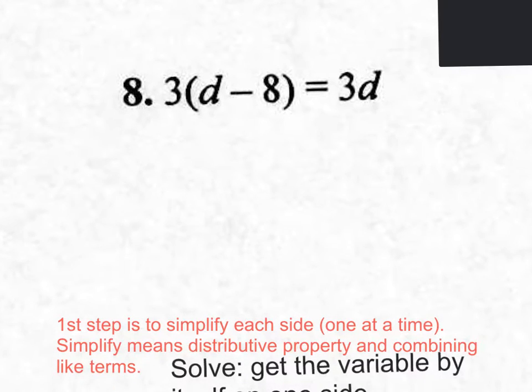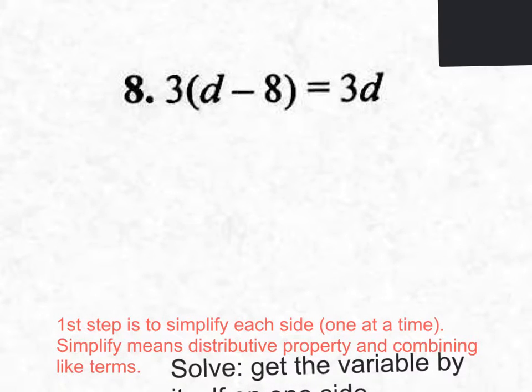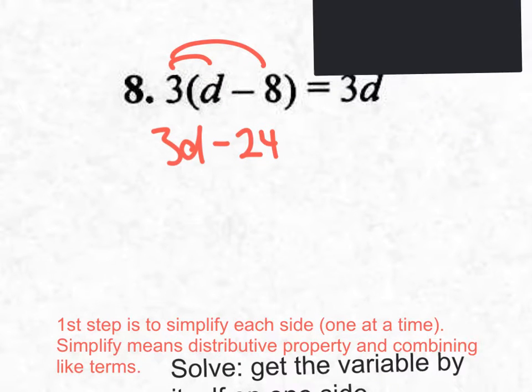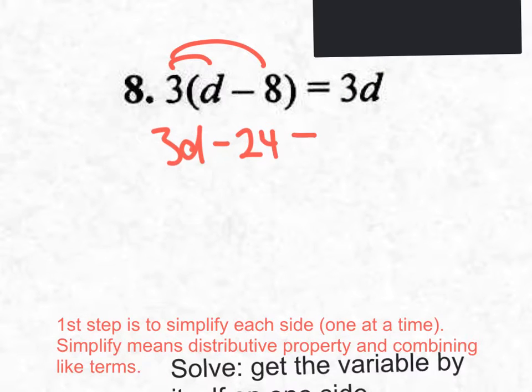If we look at number 8, let's simplify this one side at a time. You could ignore the right side for a while. We're going to distribute on the left side: 3d minus 3 times 8 is 24. Then you look at the right side, and there's nothing to do. It's just a regular 3D. It's already simplified. There's no distributive property here and no combining like terms. So we're just going to bring down the equal sign and bring down that 3D.